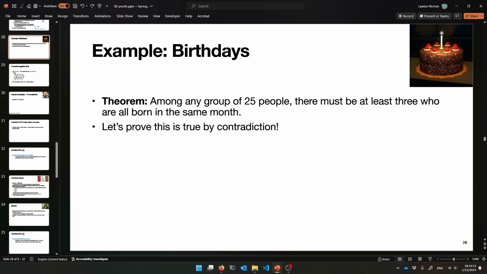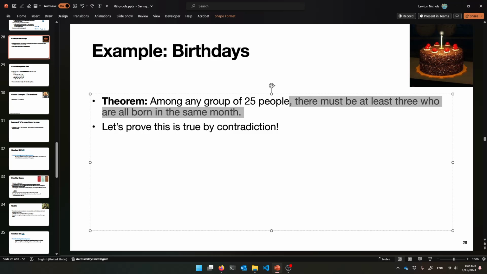So cool. Here's our first example. Let's talk about birthdays. We're going to use a proof by contradiction. Here's my theorem: among any group of 25 people, there must be at least 3 who are all born in the same month. And we're going to prove that this is true by contradiction.